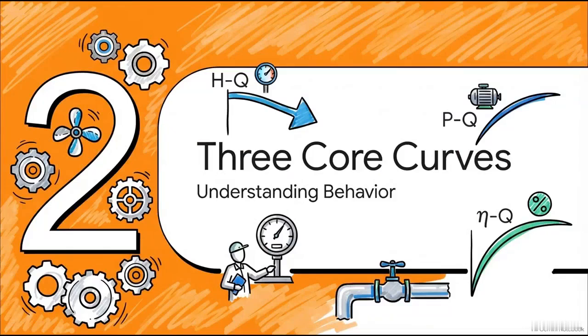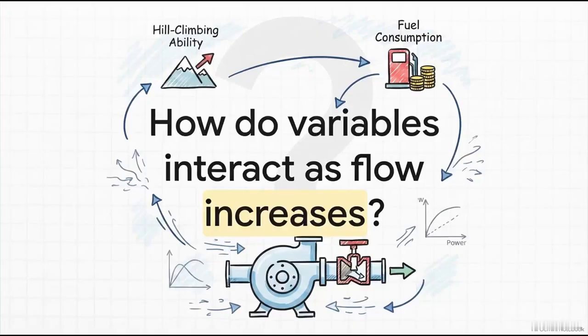Let's move on to section 2, the 3 core curves. Now that we've got our variables down, we need to translate how they actually interact when the pump is running. And this brings us to a huge fundamental question. How do these core variables interact as your system demands more flow? I mean, if you open a valve to get more speed, what exactly happens to your hill climbing ability and your fuel consumption? Getting a mental grasp on this dynamic is the master key to the whole thing.